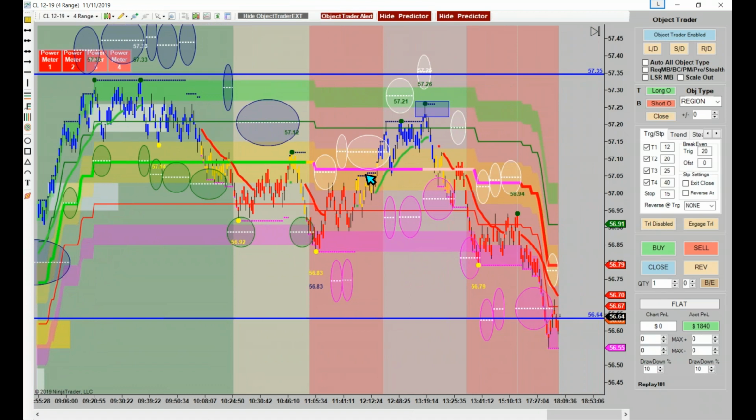Okay, does that mean you couldn't have boxed it here? Just like we talked about, see the thrust, retrace, thrust, starting to take out the highs. Could you box that right across there and take a long? Absolutely. What if you took it and it came back in the box, you get out and you go in again? Could you take 10 ticks, goes back in the box, take 10 more ticks? See what I mean? It really makes it pretty easy.